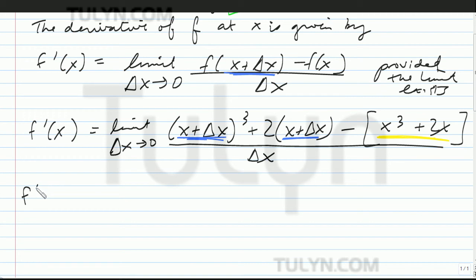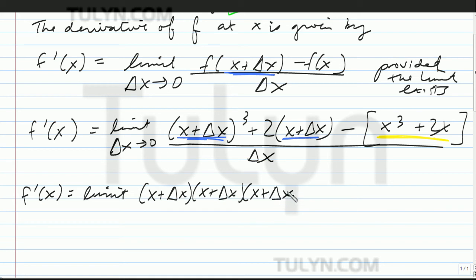So it's going to be f prime of x equals the limit of x plus delta x times x plus delta x times x plus delta x plus 2. Now here's where the distributive property kicks in. 2 times x and 2 times delta x. So it's going to be 2x plus 2 delta x. Minus, and here's where the coefficient of -1 comes in. So -1 times this one, -1 times this one.